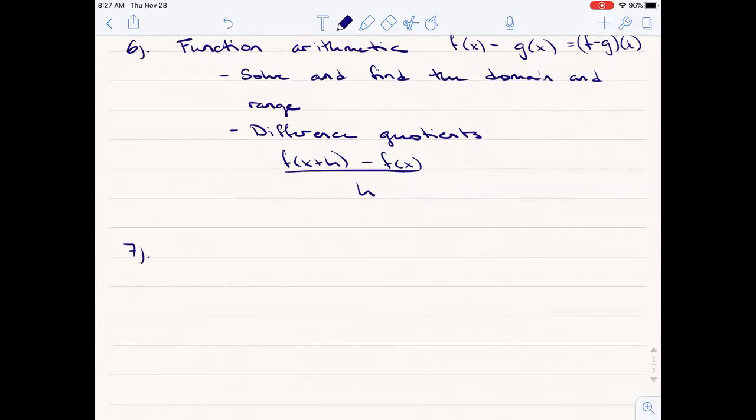Question 7 is going to be on function composition.